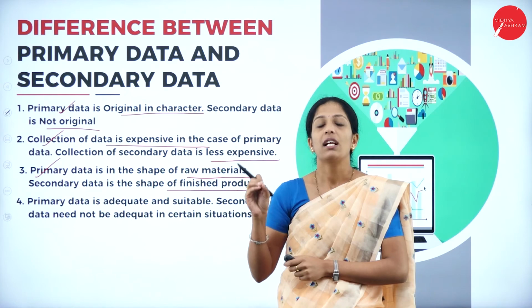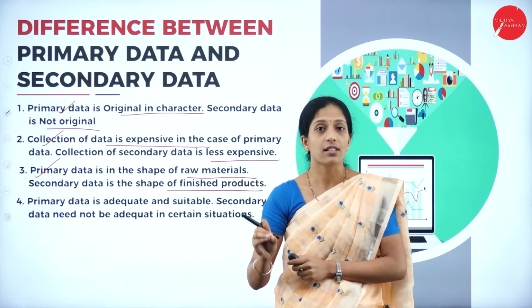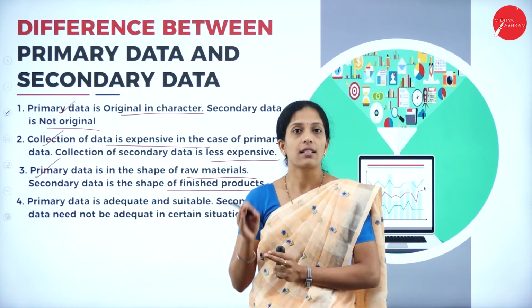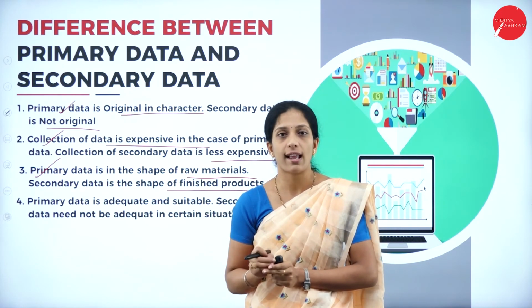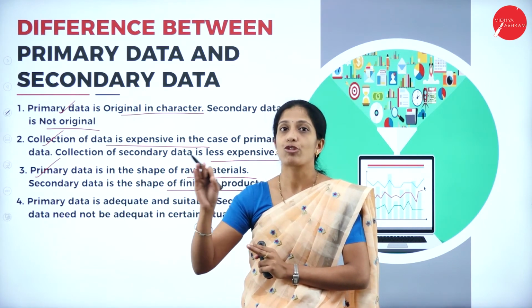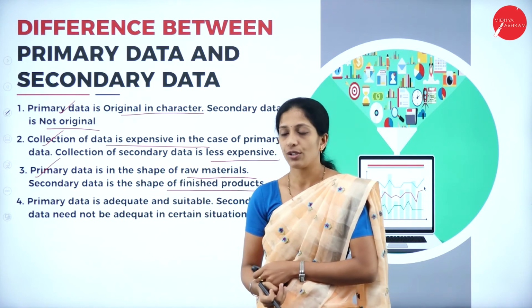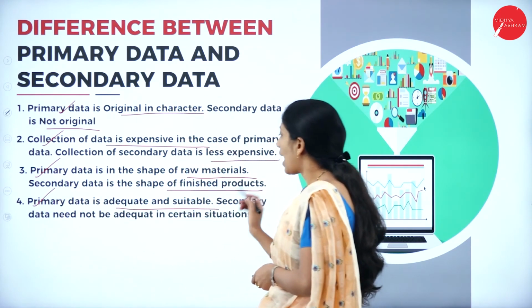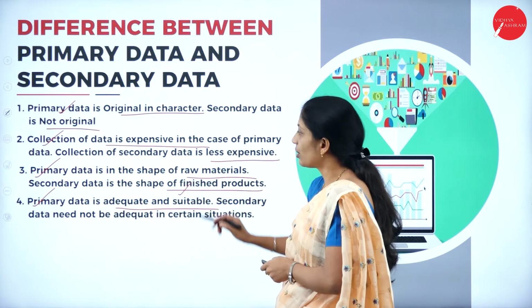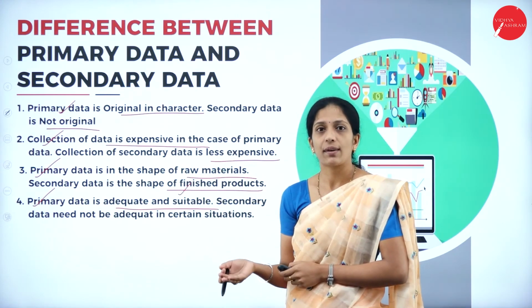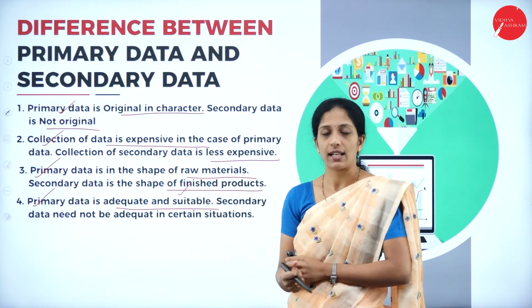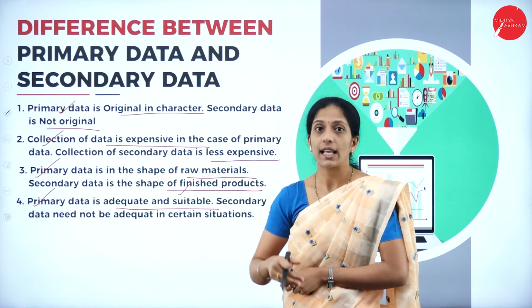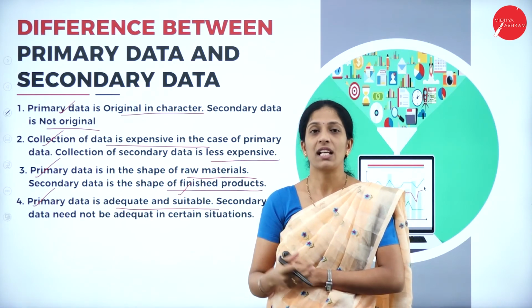At the same time, it requires much skill for the researcher to collect that information because he has to collect it properly. At the same time, he has to analyze each and every piece of information. At the same time, it has to be interpreted for the users. Next one is, primary data is adequate and suitable. Primary data is more adequate and suitable when compared to secondary data. So, depending upon the situation, the researcher can collect the information, that is primary data.